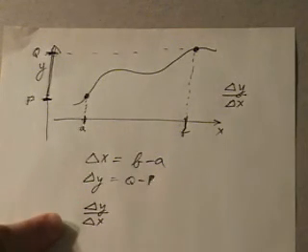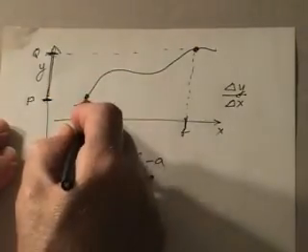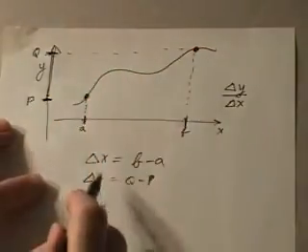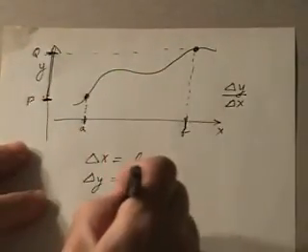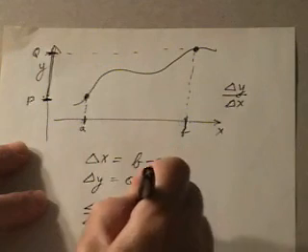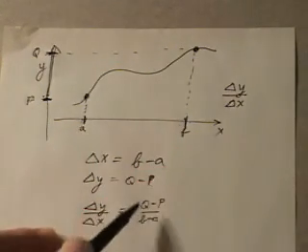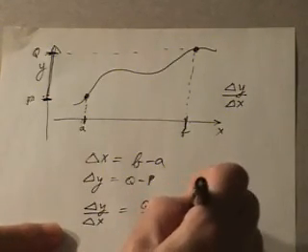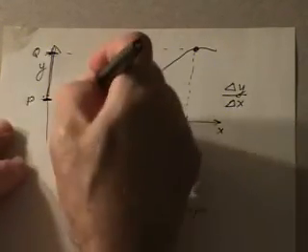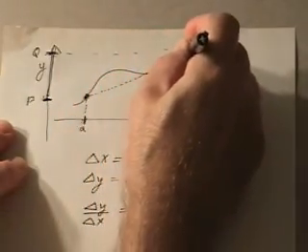This quantity by itself is the average rate of change. The average rate of change in going from here to there. So that would be Q minus P divided by B minus A. You've seen this kind of thing before, haven't you? This is exactly the slope of a line that connects these 2 points.